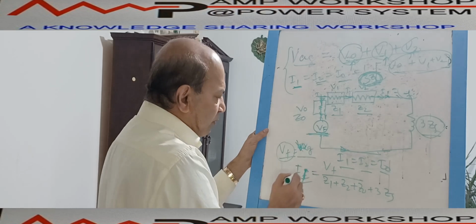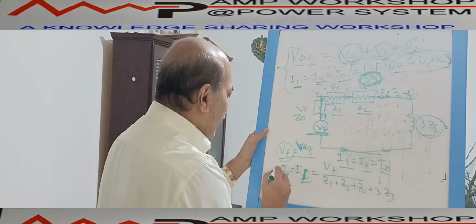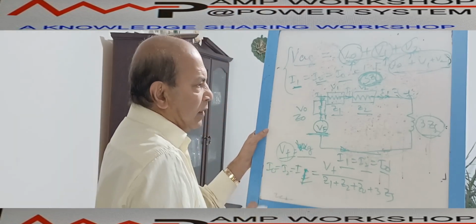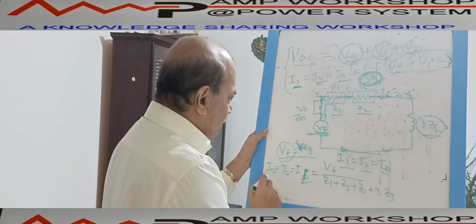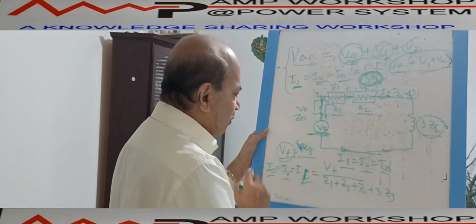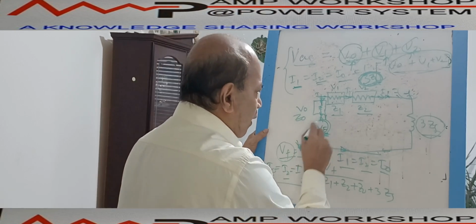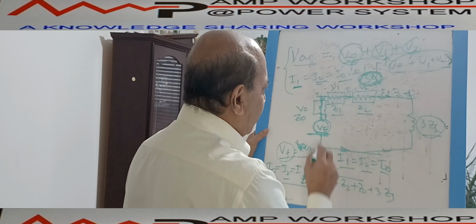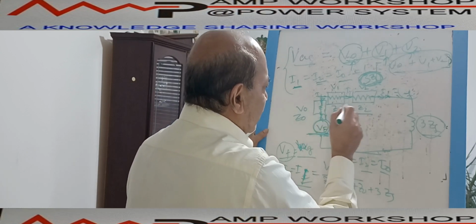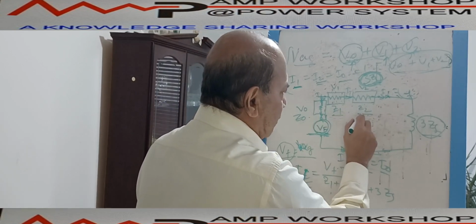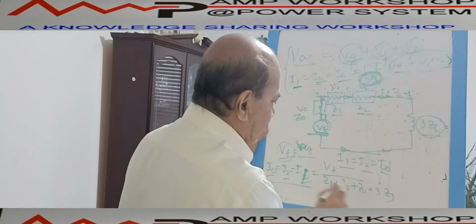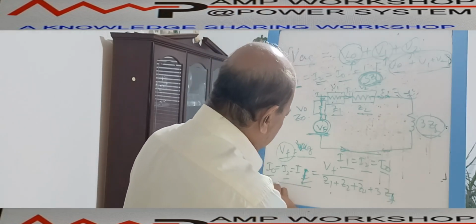So the positive sequence current, or I2 or I0, whichever you want to write. Due to the single phase to ground fault, the positive sequence current, negative sequence current, or zero sequence current, any one of these currents equals the fault voltage divided by the positive sequence impedance plus the negative sequence impedance plus the zero sequence impedance plus 3ZF. That equals the sequence component of the current.